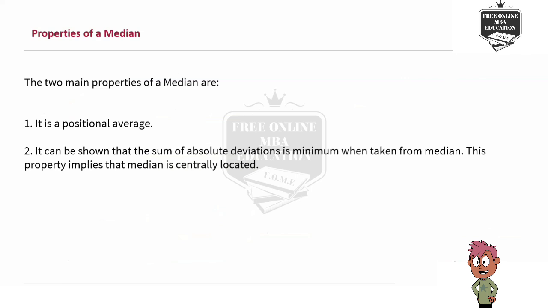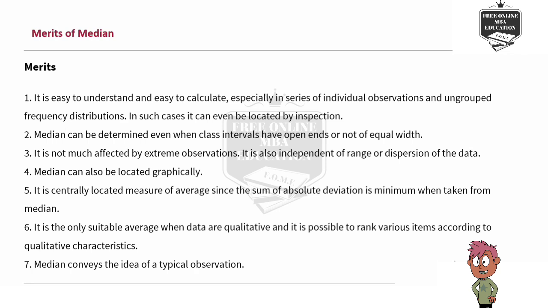Now, the properties of the median are, it's the positional average, and it can be shown that the sum of the absolute deviations is minimum when taken from the median, as we have done for the mean. So this implies that median is centrally located like mean. Now, the merits of the median are, it is easy to understand and easy to calculate.